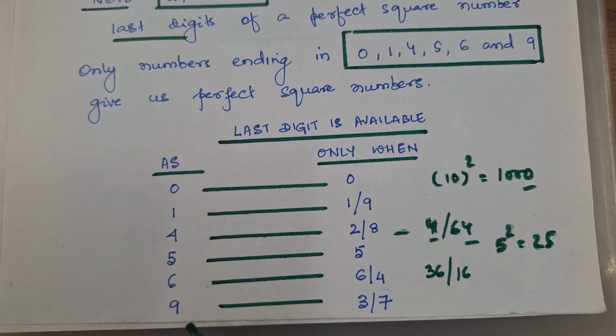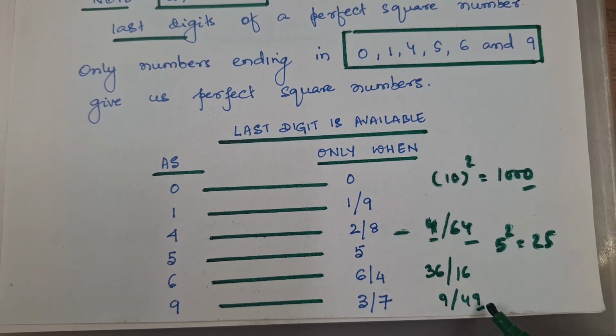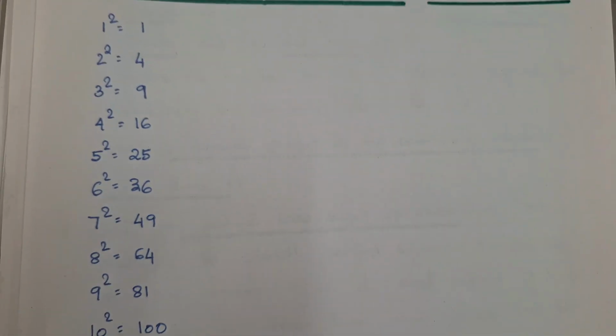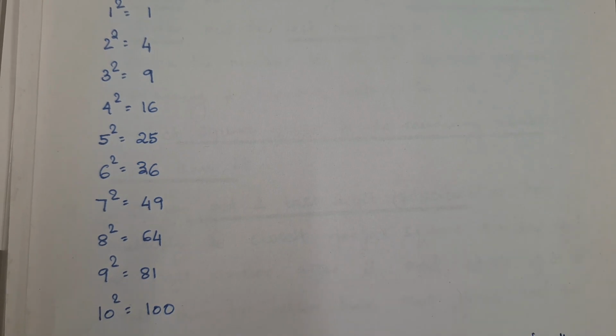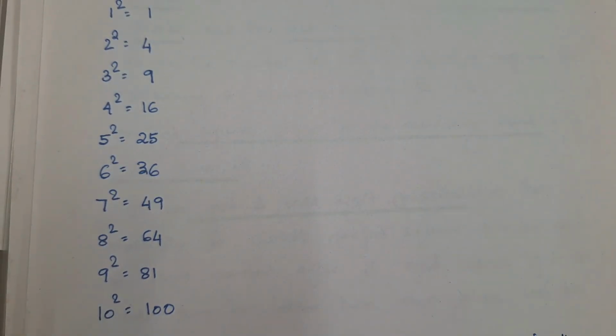Next is 9. 3 threes are 9 and 7 sevens are 49, so the last digit is 9 only when the number ends in 3 or 7. So similarly, you have to remember this. You don't have to memorize it. You know the perfect squares from 1 to 10: 1 square 1, 2 square 4 and so on till 10. Keep this in mind and then we will start solving.